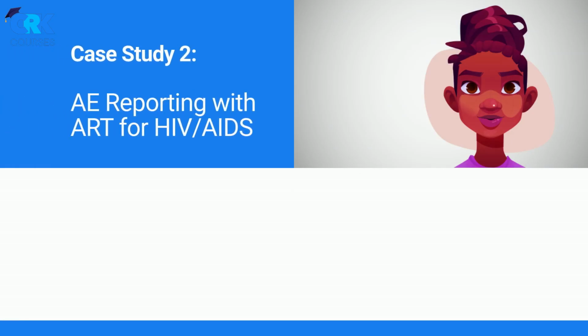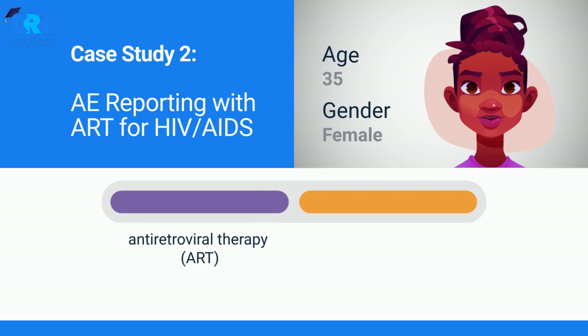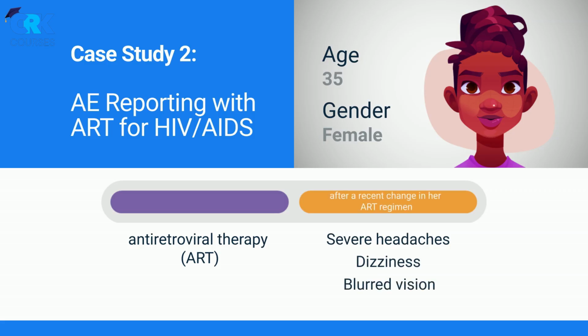In this case study, we have Miss Aching, a 35-year-old female living with HIV/AIDS and on antiretroviral therapy for the past 3 years. Adverse event. Miss Aching experiences severe headaches, dizziness, and blurred vision after a recent change in her ART regimen. AE reporting and management. The healthcare provider suspects and promptly reports a possible adverse reaction to the new ART medication. Miss Aching's ART regimen is adjusted and her symptoms subside. The AE report evaluates the medication's safety profile and informs future prescribing decisions.